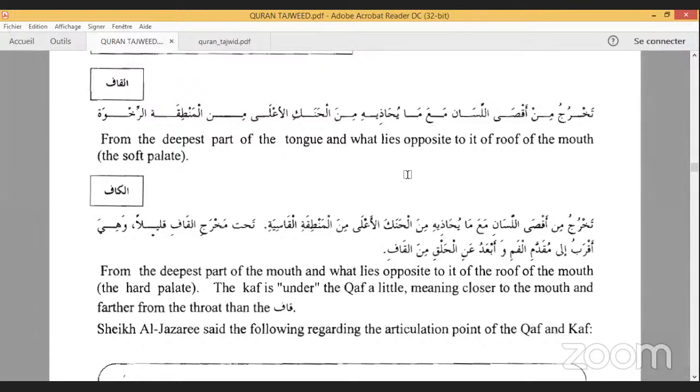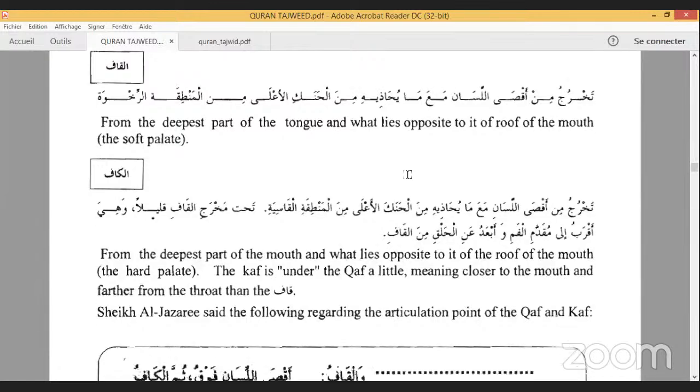So from the deepest part of the mouth and what lies opposite to it of the roof of the mouth, the hard palate, the kaf is under the qaf. Aqo, qalqala in the qaf, hams in the kaf. The makhraj, the articulation point of the kaf, is closer to the mouth and farther from the throat than the qaf.